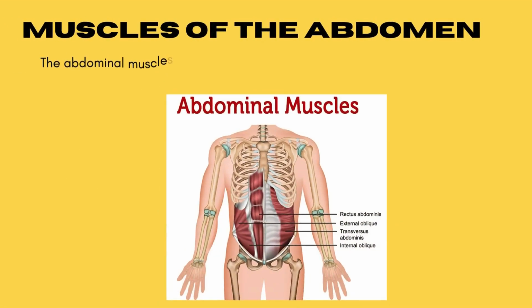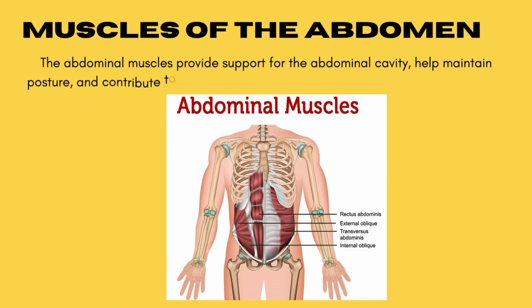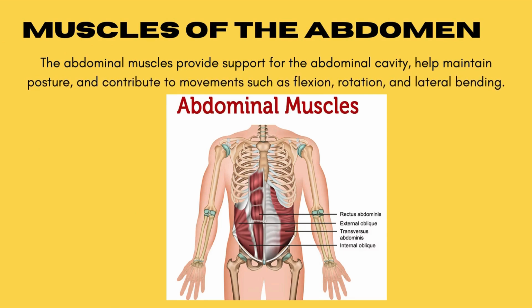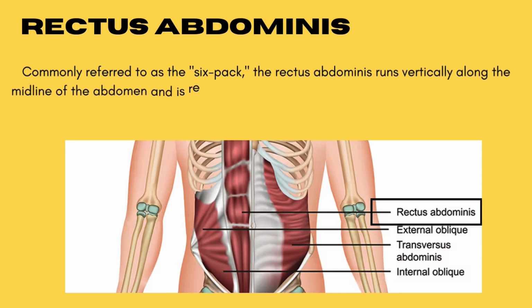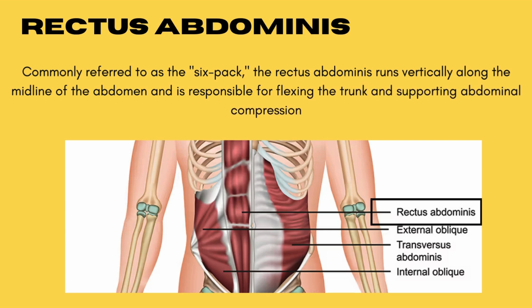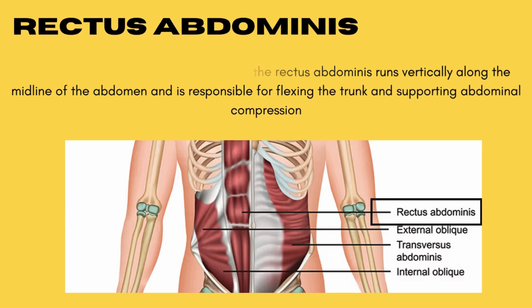Muscles of the abdomen. The abdominal muscles provide support for the abdominal cavity, help maintain posture, and contribute to movements such as flexion, rotation, and lateral bending. Rectus abdominis. Commonly referred to as the six-pack, the rectus abdominis runs vertically along the midline of the abdomen and is responsible for flexing the trunk and supporting abdominal compression.